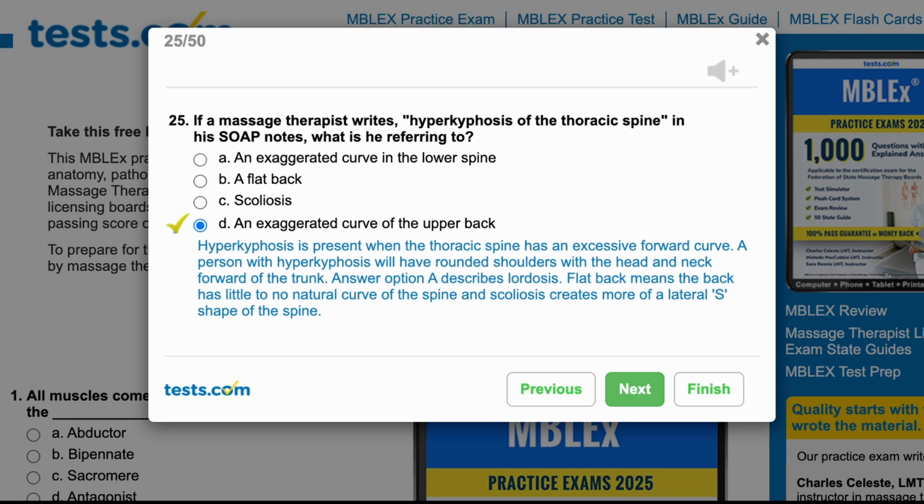Answer option A describes lordosis. Flat back means the back has little to no natural curve of the spine, and scoliosis creates more of a lateral S shape of the spine.